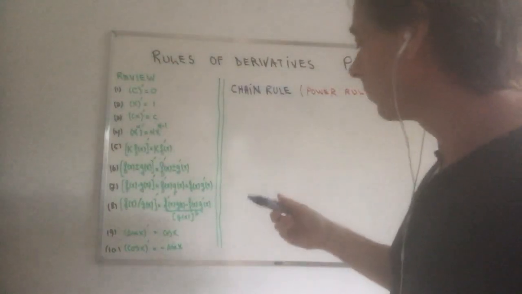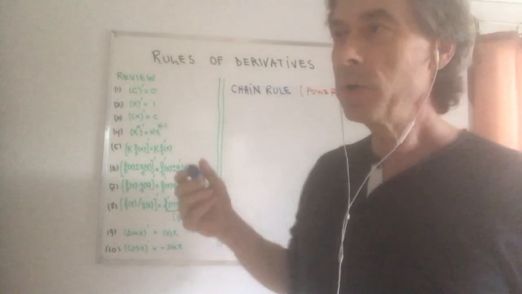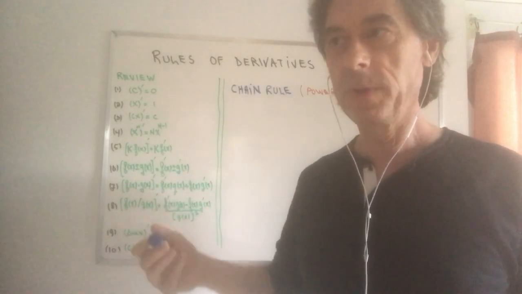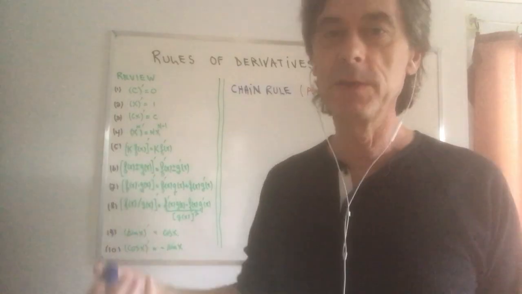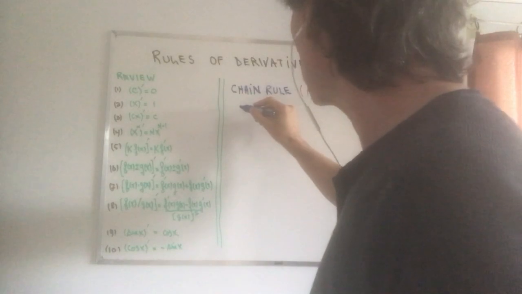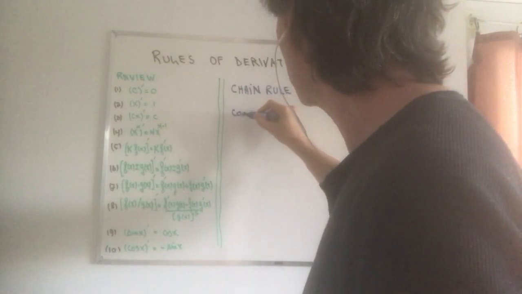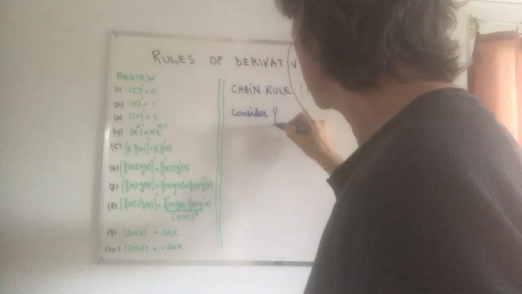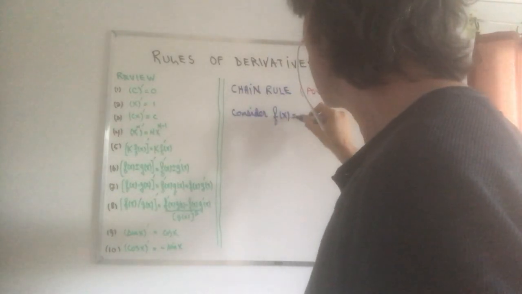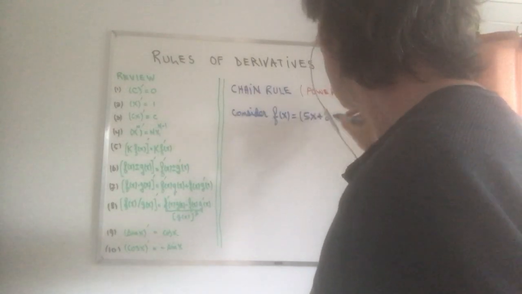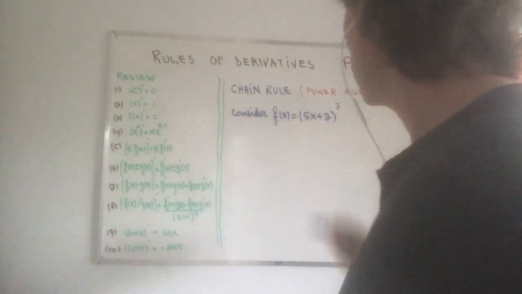Okay, all right, so before we do anything here, a little intro. I would like us to do a little bit of algebra before we can actually figure out what this chain rule, power rule for a function is about. So we're going to be starting with a little bit of algebra. Consider f of x is equal to (5x plus 2) to the power of 3.